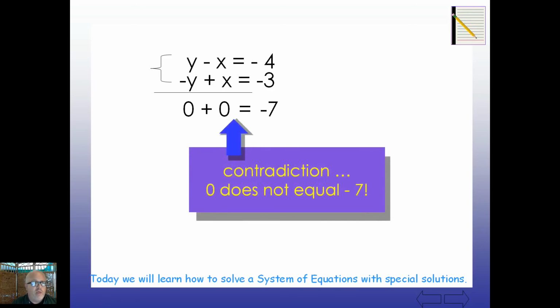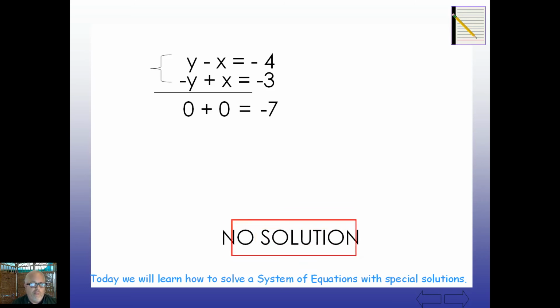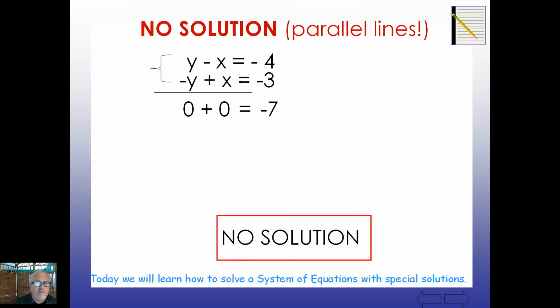So this is called a contradiction. And in algebra or in logic, when you have a contradiction, this simply says that we have no solution here. No solution, because these are parallel lines. If you were to actually identify the slope of these lines, you would see that the slopes are identical.